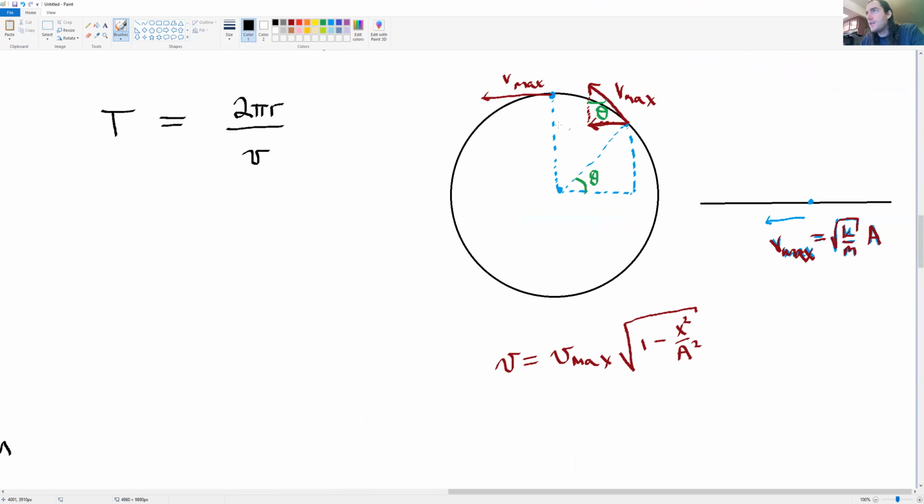So we come over here and we say, okay, if this is theta right here, then V max sine of theta is this component right here. So the x component, which is the same velocity that we have in our spring mass system, is V max times sine theta. So that means that this right here is correct. So V max, this is the sine theta piece.